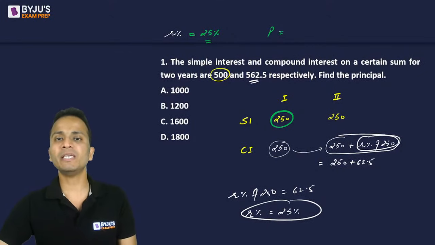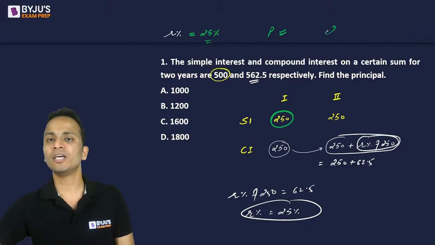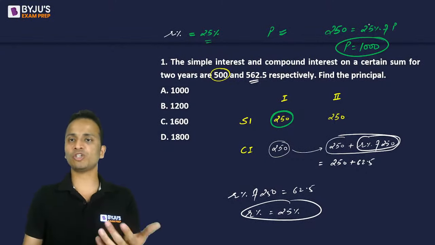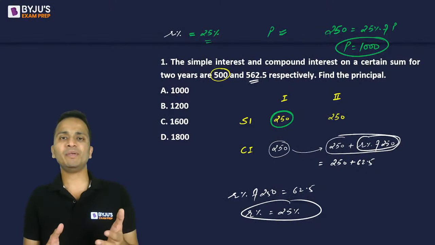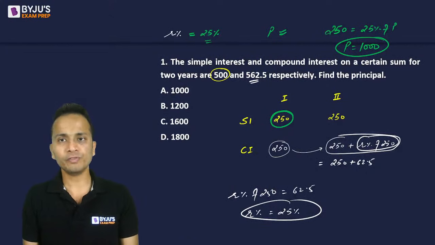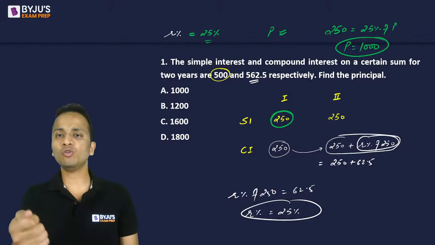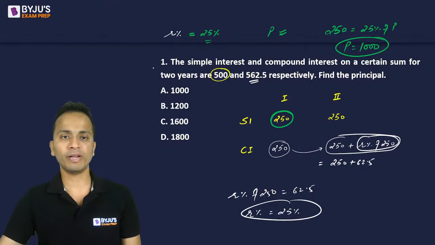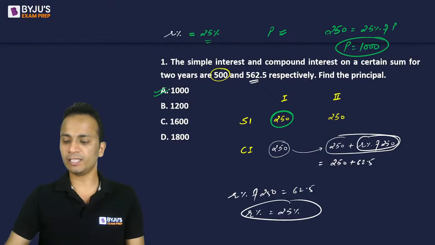Okay. So if P is the principal, then I can say that 250, which is the interest of first year, is 25% of principal. From here, you can write the value of principal as 1000, right? 25% of principal, agar 250 hai, that means 1/4 of principal is 250. Then the principal will be 250 multiplied by 4, that is 1000 rupees. So the correct answer for this question will be 1000. All right. So option A is the correct answer.